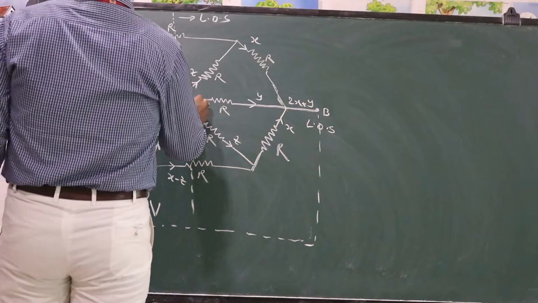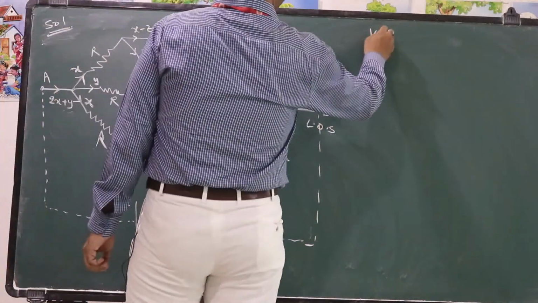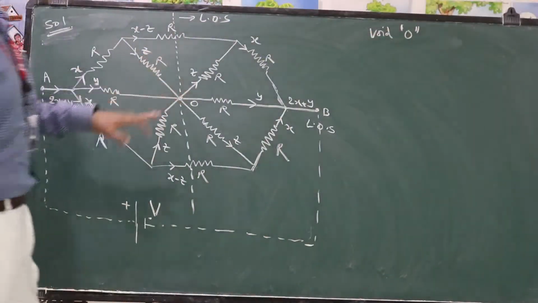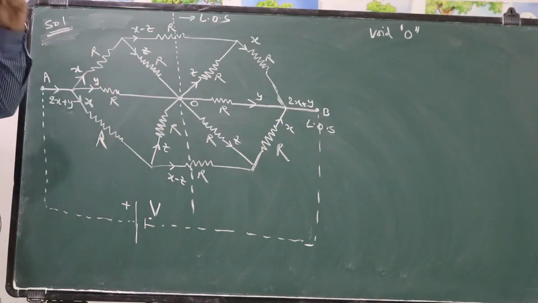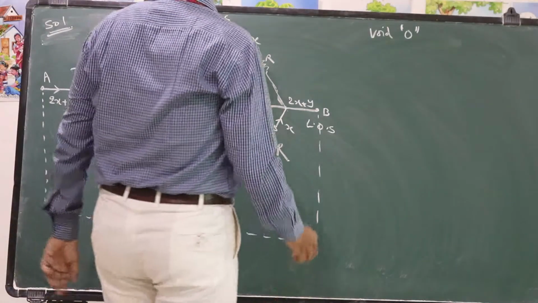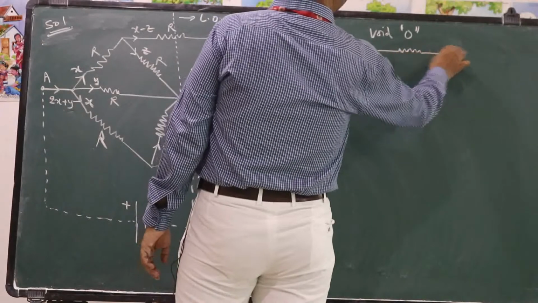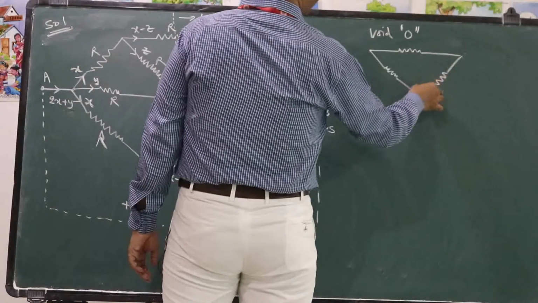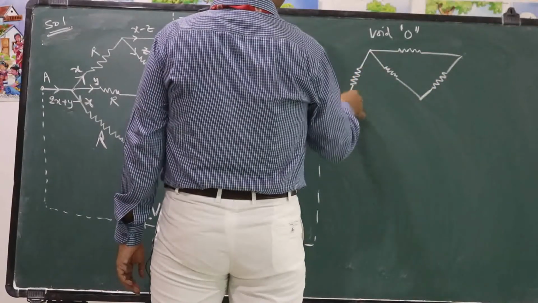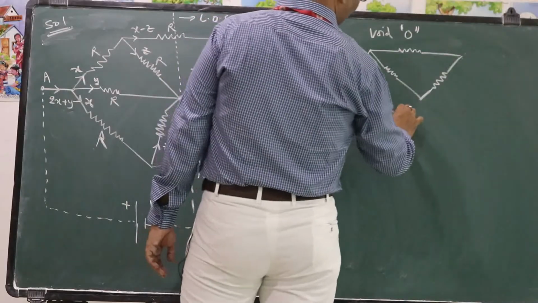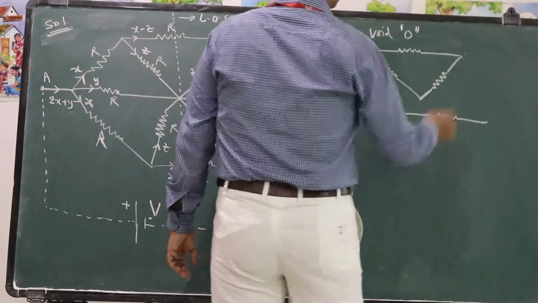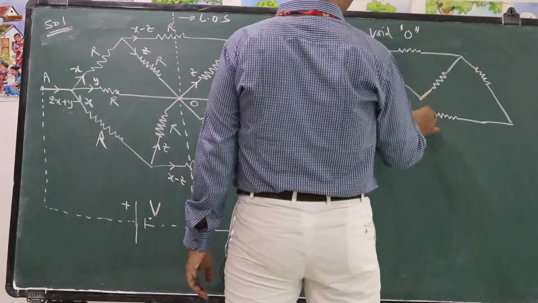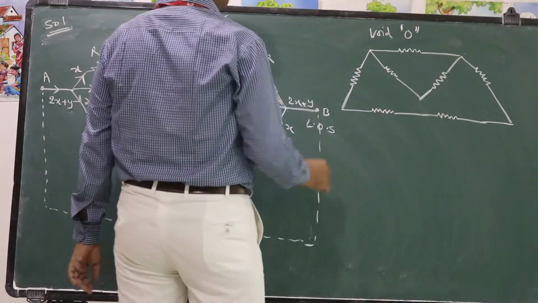So let me take this point as O. Void O. Void means avoid. Avoid the connection at O. Then what will happen to the structure? The upper resistor will be like this. Some more resistor is there. It is connected to some another resistor. Here is some another resistor. So it is connected to this. It is connected to this. So here is one resistor. They were joined like this. I just removed the connection at O.